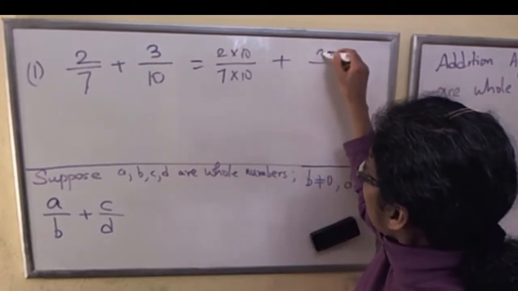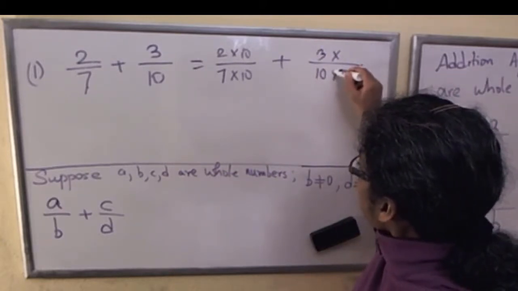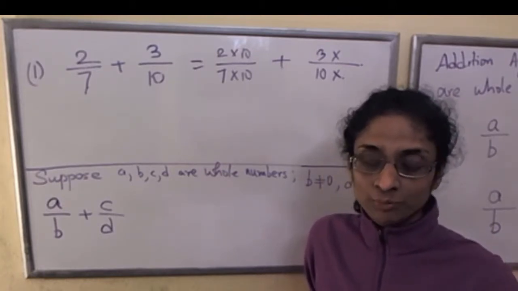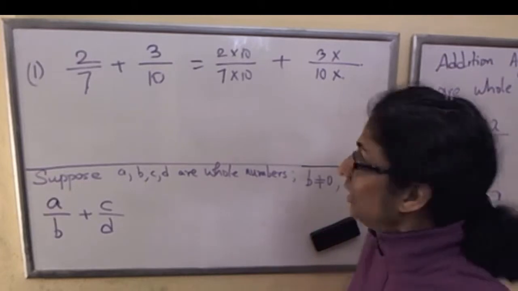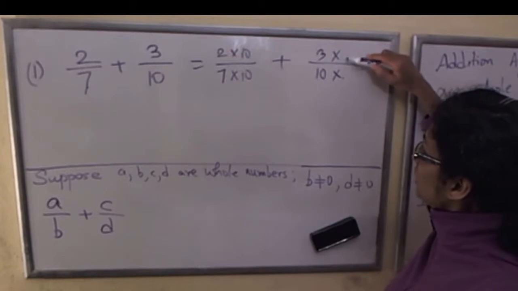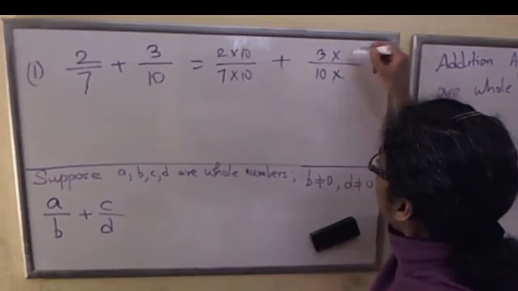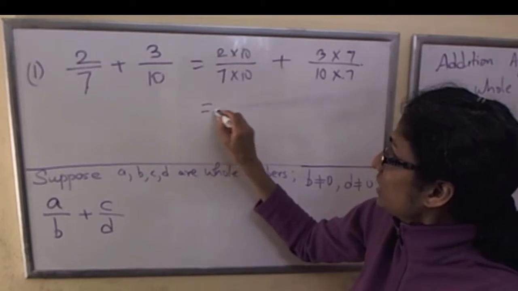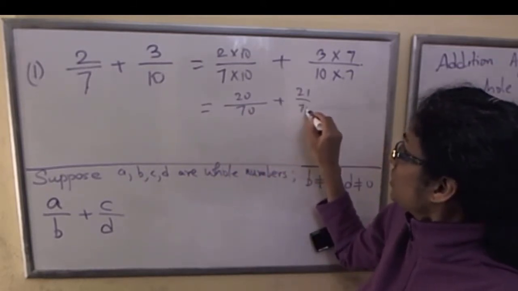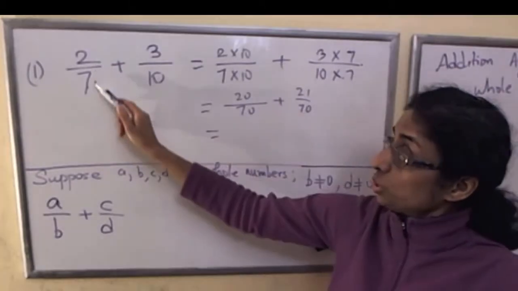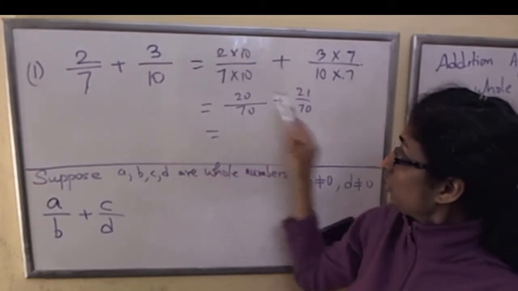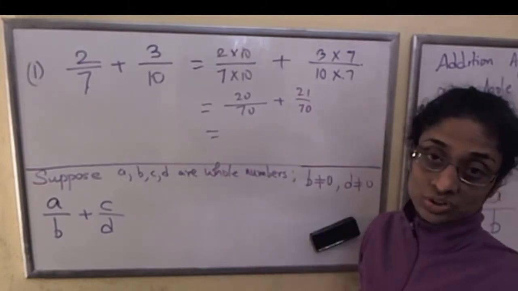And for this one, 3 over 10, we replace it by an equivalent fraction. The fundamental fact about equivalent fractions tells us we may pick any non-zero whole number, the same one, and put it here and here. And we pick 7, 7, and 7. What does that give us? Then we have 20 over 70 plus 21 over 70. So we replace 2 over 7 by its equivalent fraction, 20 over 70. We replace 3 over 10 by its equivalent fraction, 21 over 70.